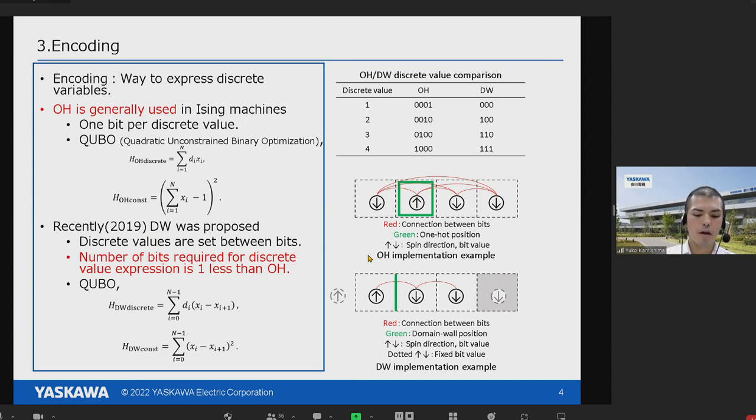As I have shown, encoding is a way to express discrete values. And one-hot encoding is generally used in Ising machines. One-hot encoding is characterized by the use of one bit per one discrete value. And the QUBO for it is as follows. One-hot encoding's way of expressing discrete values is simple, but it requires a constraint which needs a dense connection of bits, as shown in the figure on the right.